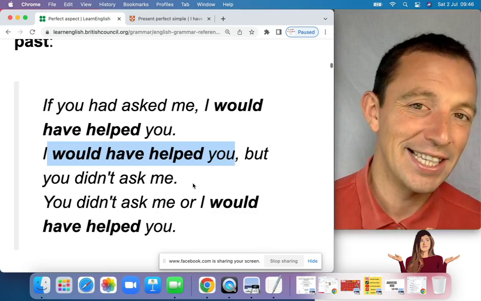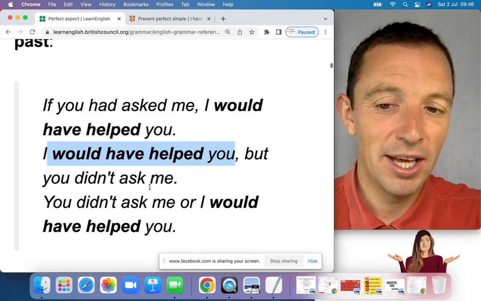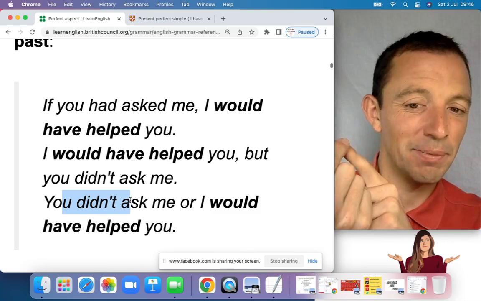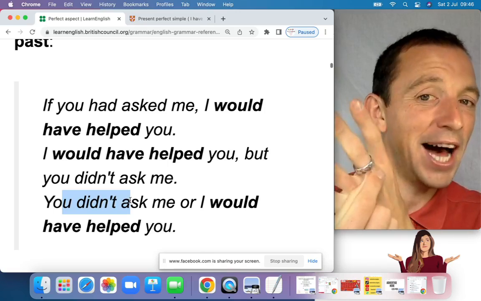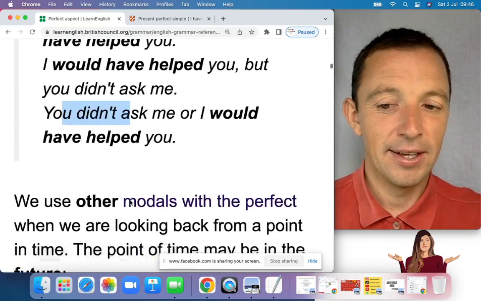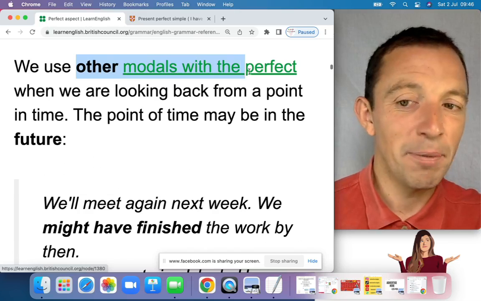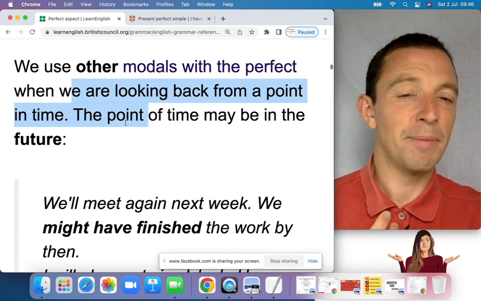Okay, and then again, the same idea in a different variation in the next example. You did not ask me, past simple, or I would have helped you, because if you asked me, I would have helped you. Okay, we use other modals with the perfect when we are looking back from a point in time.